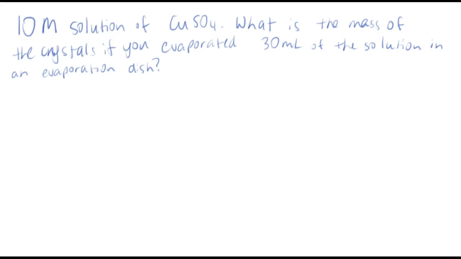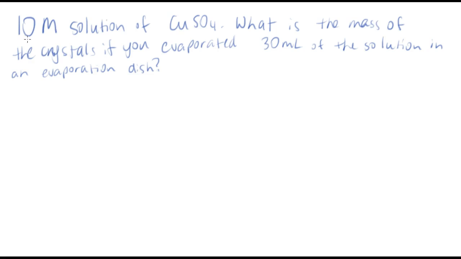Let's have a look at a stoichiometry problem with solutions. We have a 10 molar solution of copper sulfate, and if you were to get 30 mils of that and evaporate it, so you had an evaporation dish, you might put a Bunsen burner underneath it, and you were to evaporate all the solvent, you would get copper sulfate crystals coming out. Let's figure out exactly what the mass is, how much of those crystals you are actually going to get.